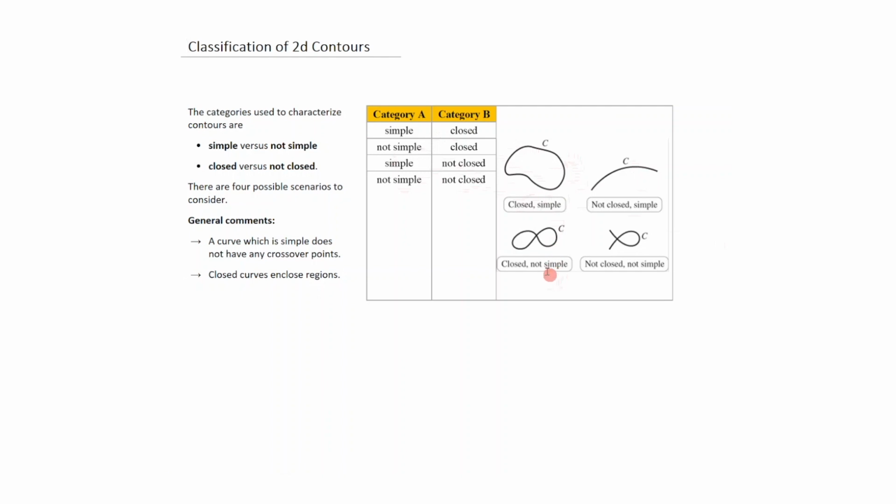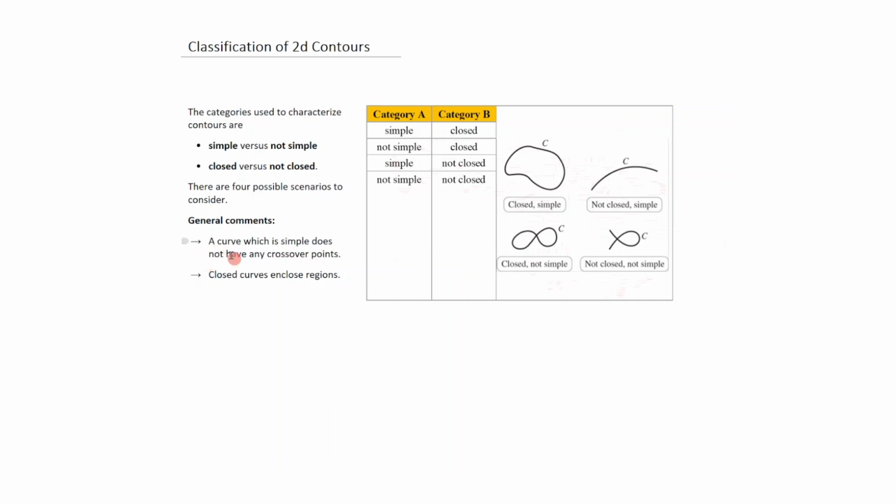Closed, not simple. All right, so this one is potentially problematic because you have a crossover point here. And so you have to keep track of what's going on. There's a region here and a region here. So in principle, this is a problem that could be solved, but you've got to keep your eyes on this one. Not closed and simple, not closed, not simple. Clearly, we're not going to be able to use, for instance, Green's circulation theorem or flux theorem here because it's required to have a closed contour. But nevertheless, this is just showing you ways of characterizing contours.